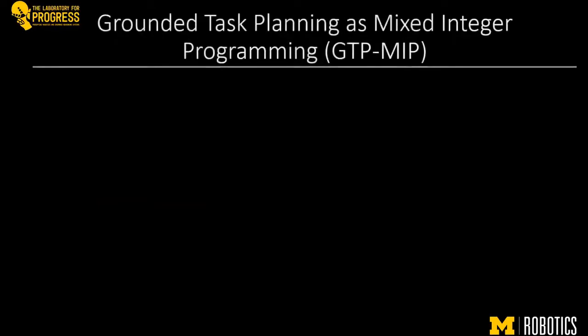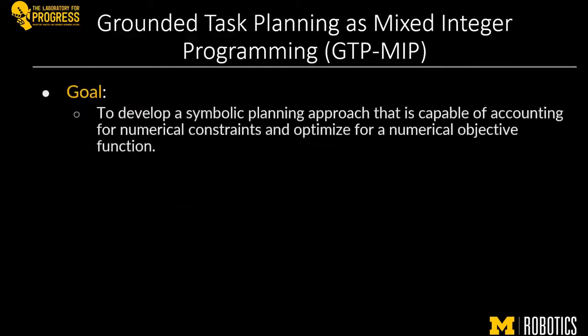So this leads us to the third part of the talk, which is a specific talk on a current project I'm working on with Nico and Chad. I always change the name of this before we talk, but the name is currently Grounded Task Planning as Mixed Integer Programming. The goal for this project is to develop a symbolic planning approach that is capable of accounting for numerical constraints and optimizing for numerical objective functions.